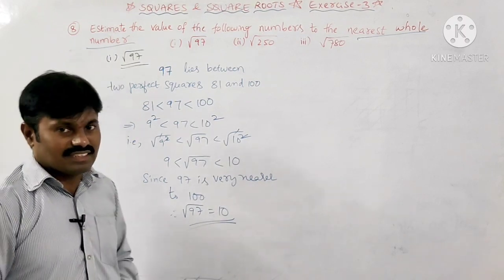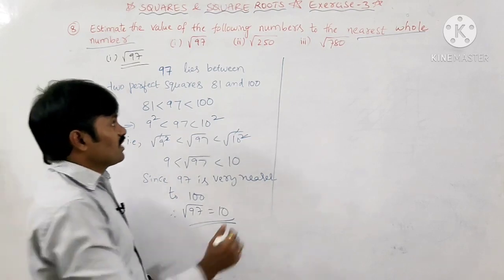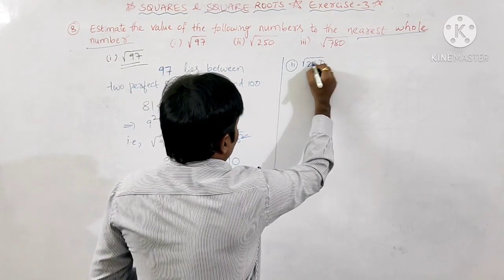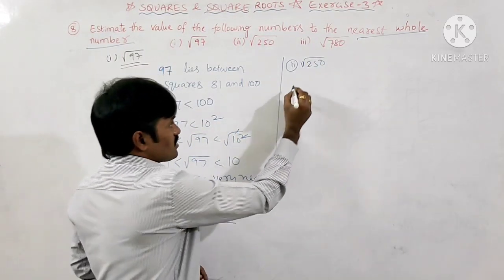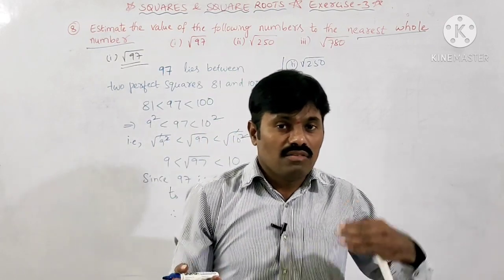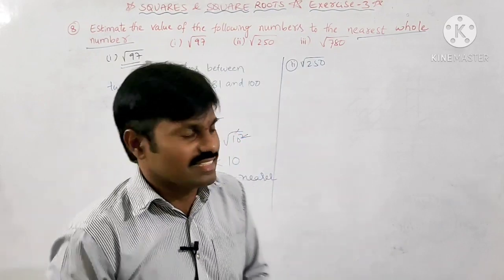Is it clear? Similarly, we can estimate the square root of 250 also. If you observe clearly, this 250 also lies between two perfect squares. What are those two perfect squares? One is 225 and another one is 256.